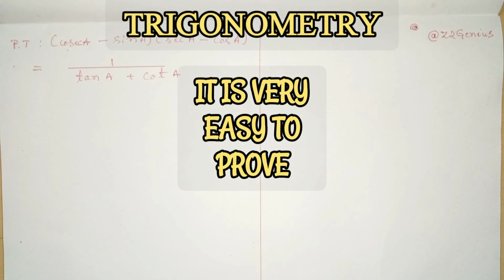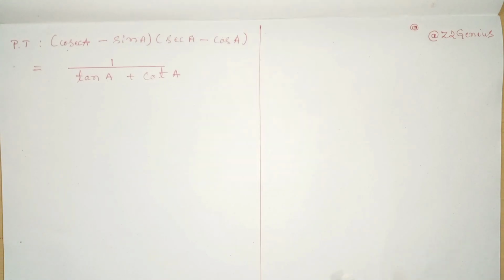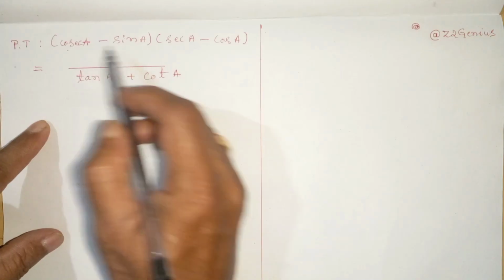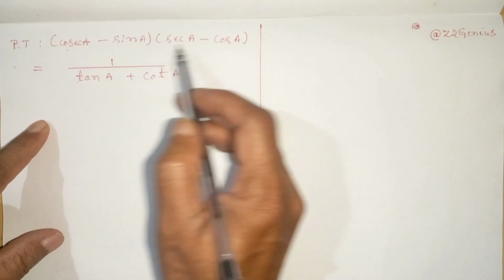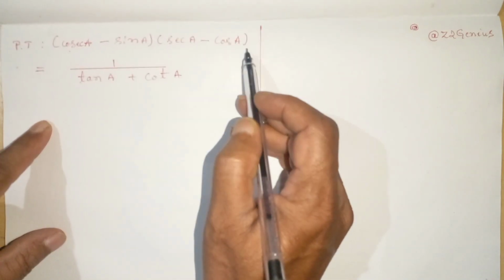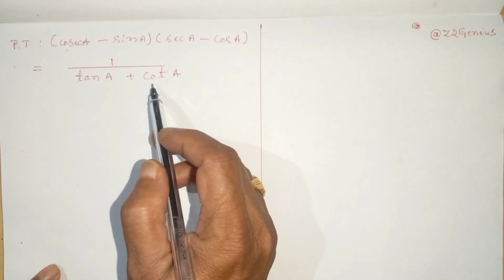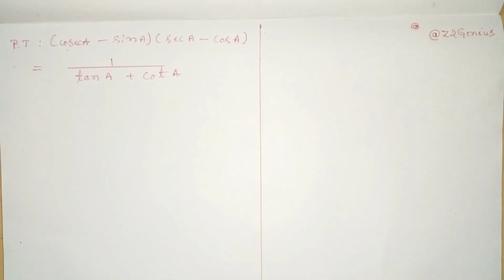My dear students, here is one more problem taken from the trigonometry of 10th standard CBSE or state syllabus. Here the problem is: (cosec A minus sin A) into (sec A minus cos A) is equal to 1 by (tan A plus cot A). This you have to prove.